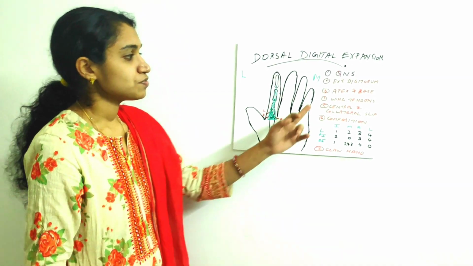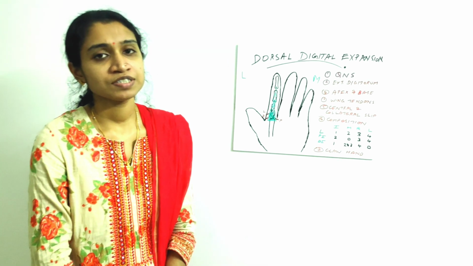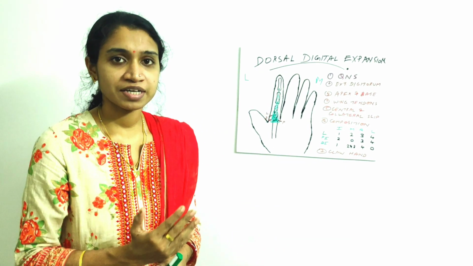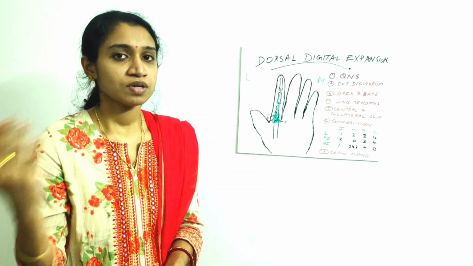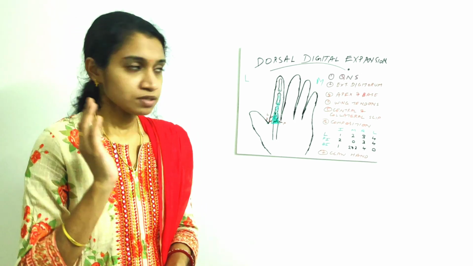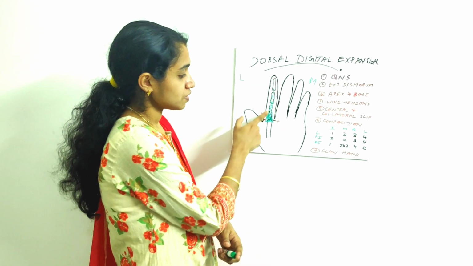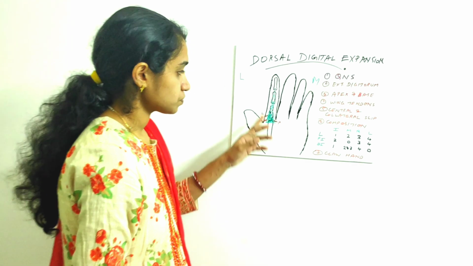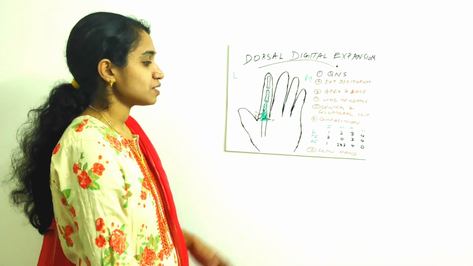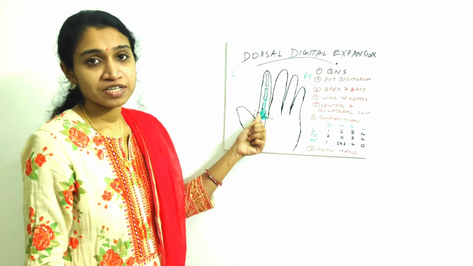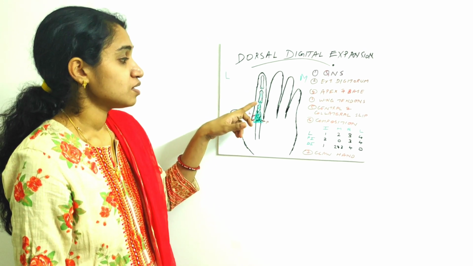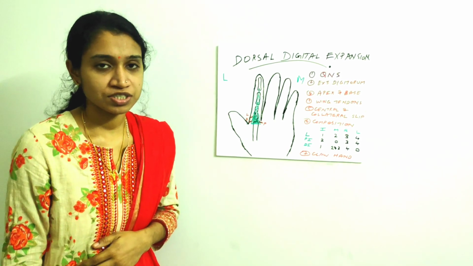Next question, what is the difference between central and collateral slip? Yes, both are functioning independently. The central slip is mainly carrying the attachment of extensor digitorum. The collateral slips are carrying mainly the attachment of interosseous and lumbricals. Then what else you can see? The central slip acts on the metacarpophalangeal joint, while the collateral slips act on the metacarpophalangeal as well as both interphalangeal joints.